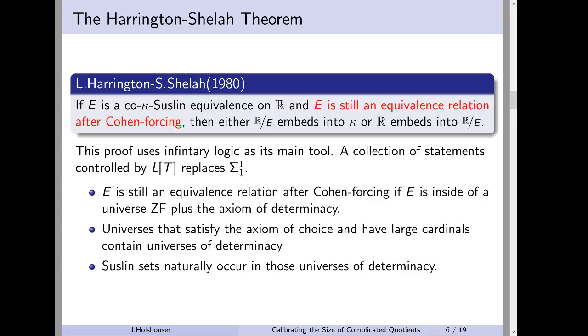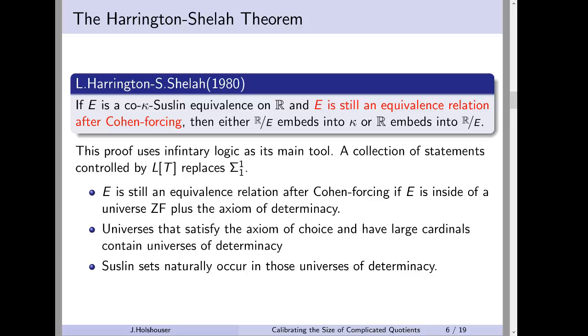The tools here are weird. This is a weird paper. It uses infinitary logic and inner models to sort of bound collections of statements from infinitary logic to run something similar, sort of, to the original Silver's proof. Okay, but some notes here.